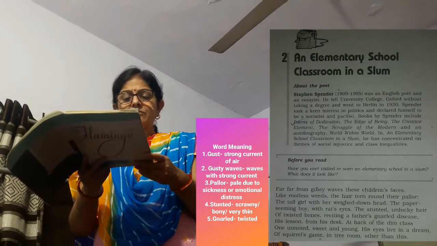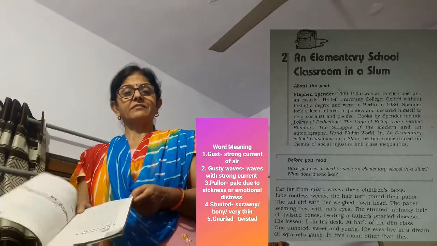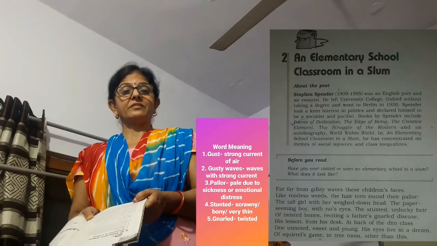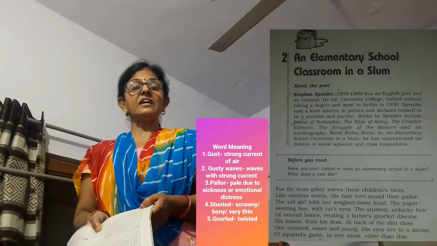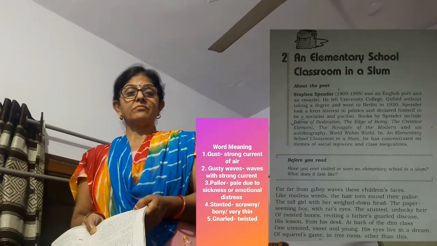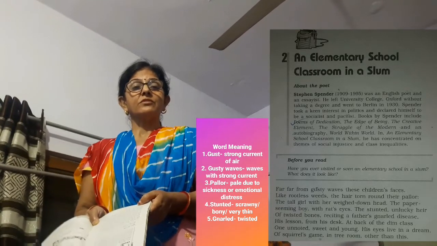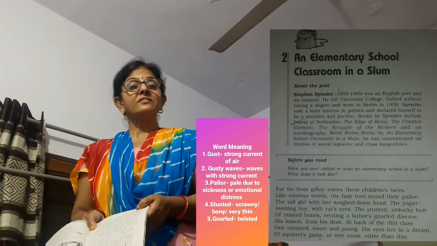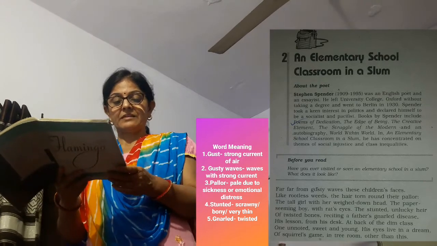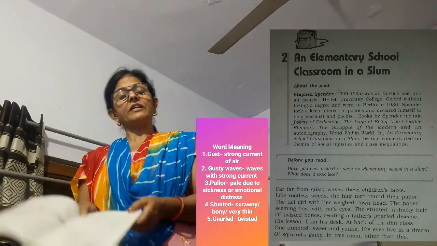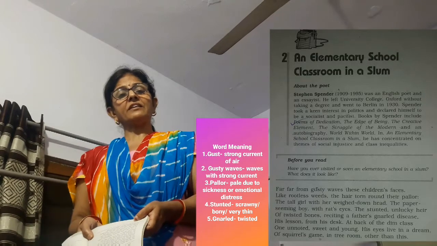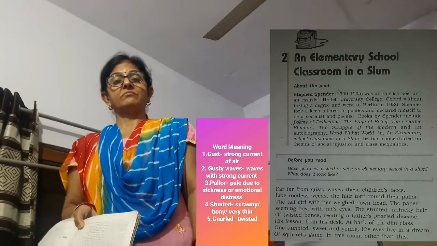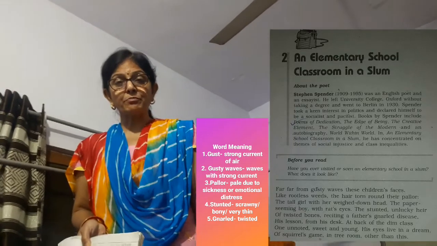The tall girl with her weighed down head. Now here the poet describes the children sitting in the classroom. The classroom which is in slum. The school which is in slum. The tall girl with her weighed down head. The poet said that in the class there was a girl who was very tall. She had put her head down.